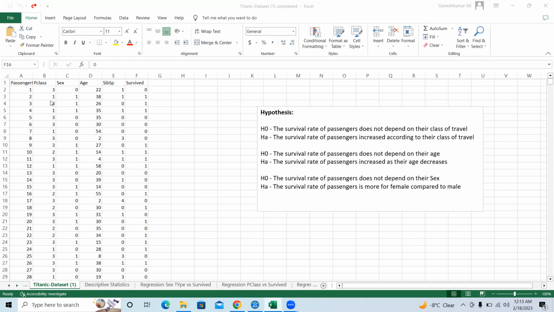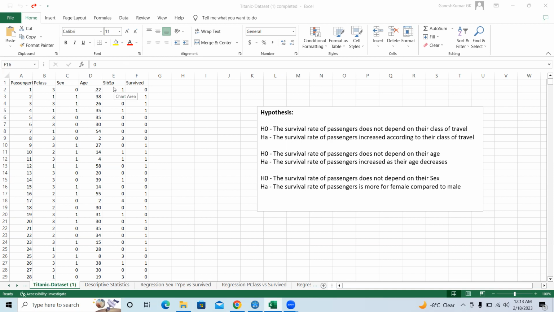The passengers of first class have to pay a higher price compared to the other two classes, and as the class goes on, the price decreases, as well as the luxuries and the facilities they provide. So keep that in mind. And sex, where zero denotes male and one denotes female.